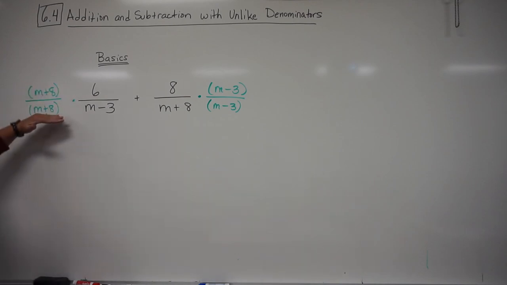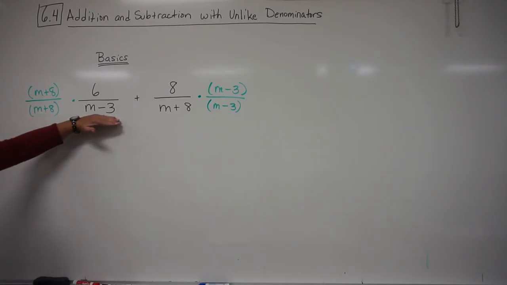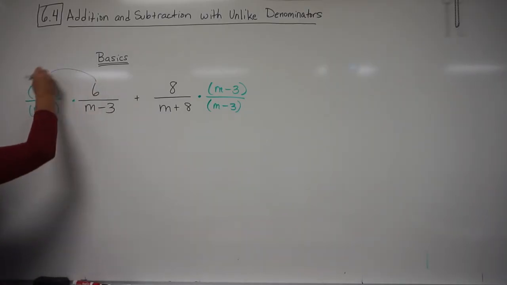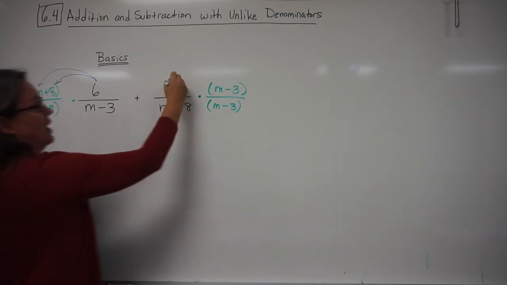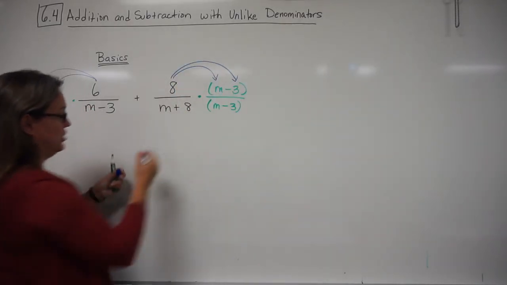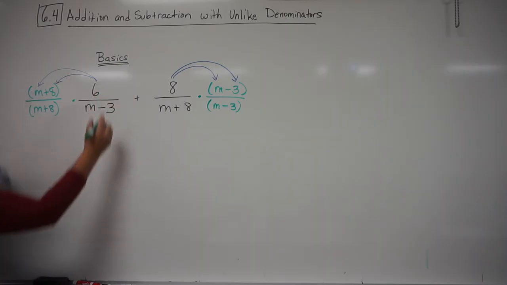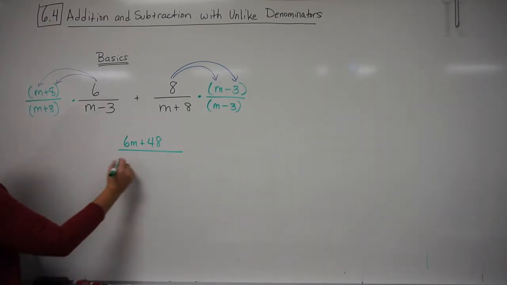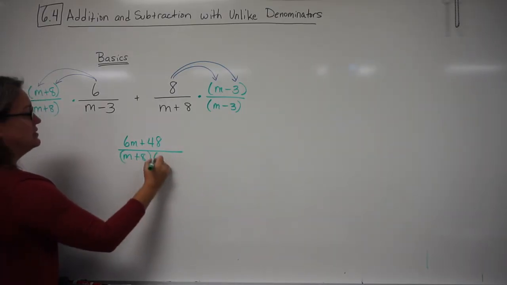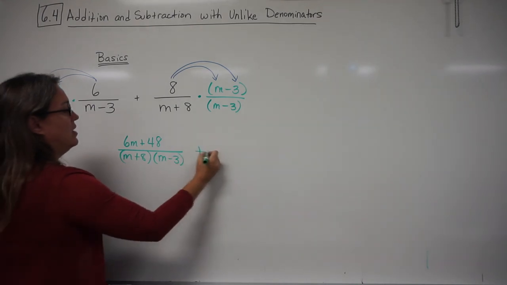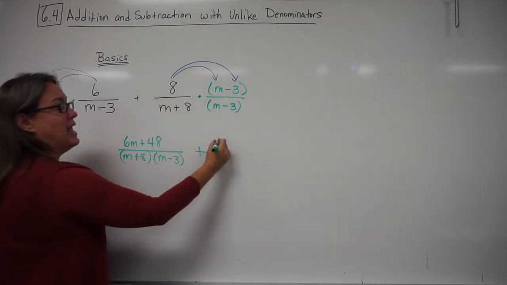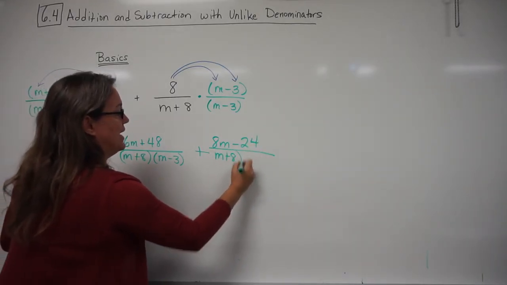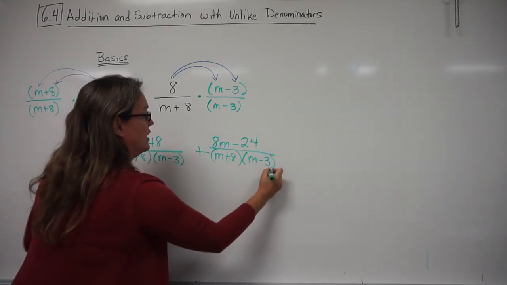So our LCD is going to be m plus 8 times m minus 3. As we move on to our next step, I will go ahead and do this multiplication. I'm going to distribute in each case. So our first fraction becomes 6m plus 48 over our common denominator of m plus 8 times m minus 3. And our second fraction becomes 8m minus 24 over m plus 8 times m minus 3.